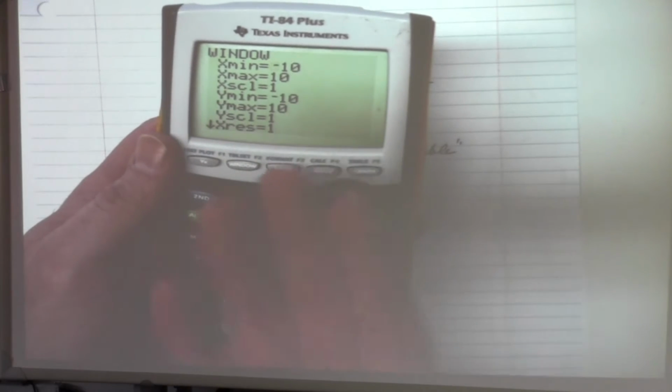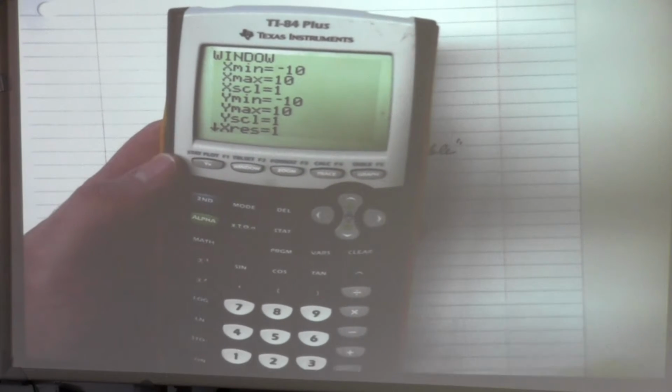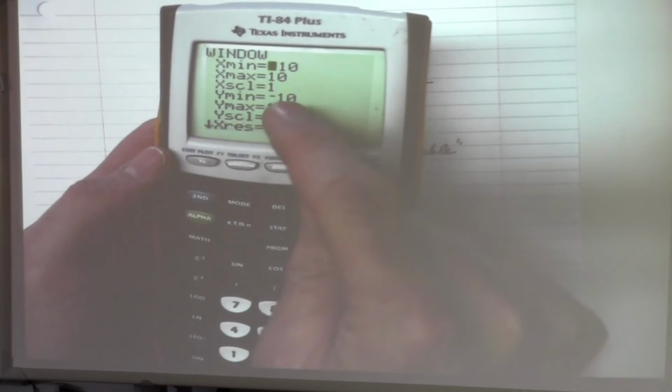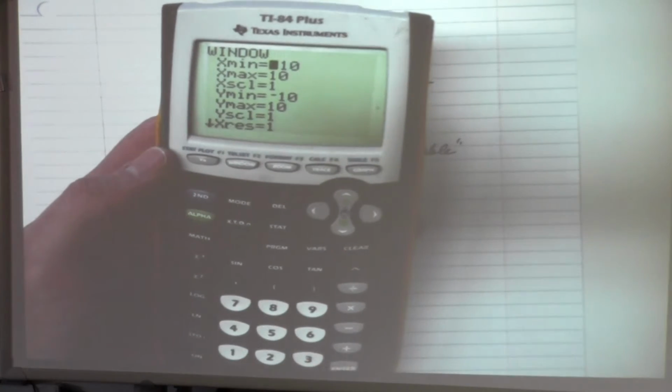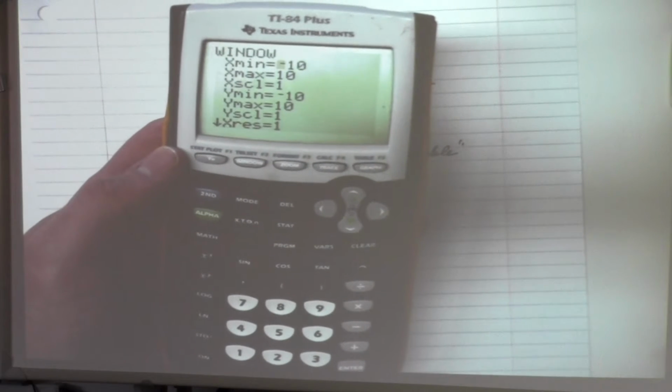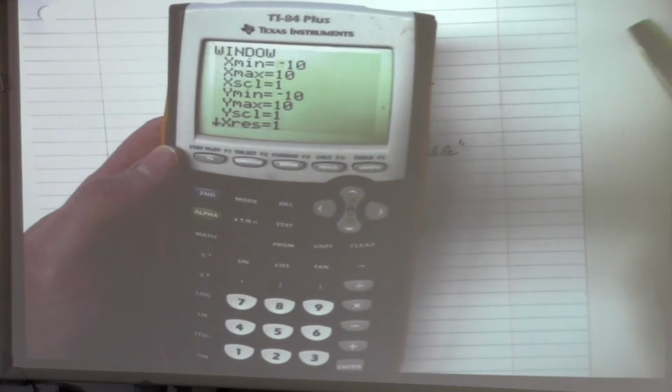Well, this is the basic graph, going from -10 to 10 for the x's and -10 to 10 for the y's, and going at a scale of 1. So we have a tick mark at every place that's at every one. Well, instead, let's do a different window.